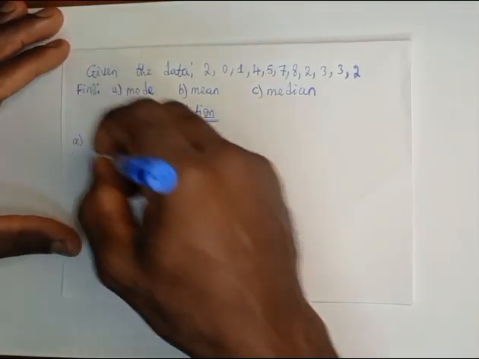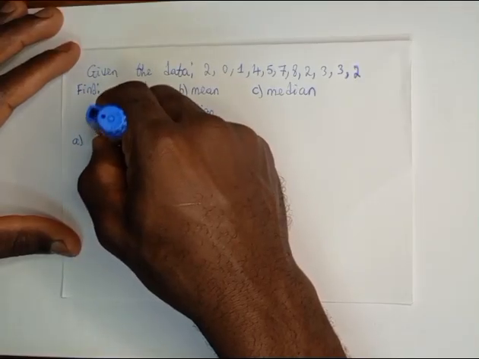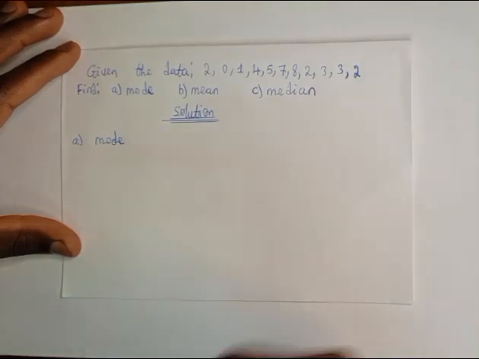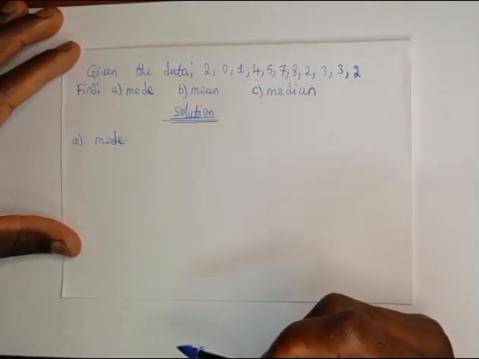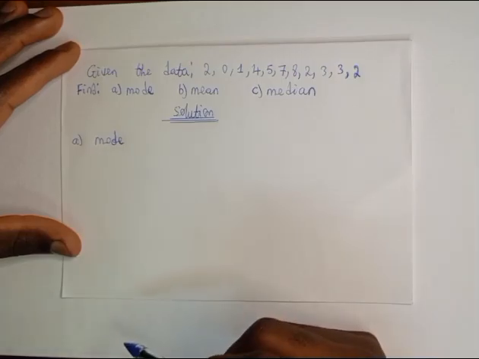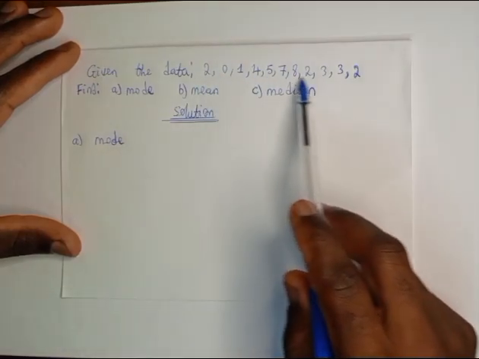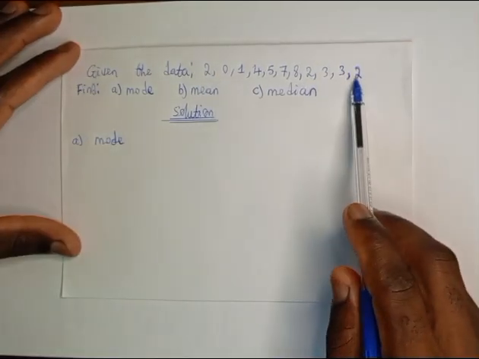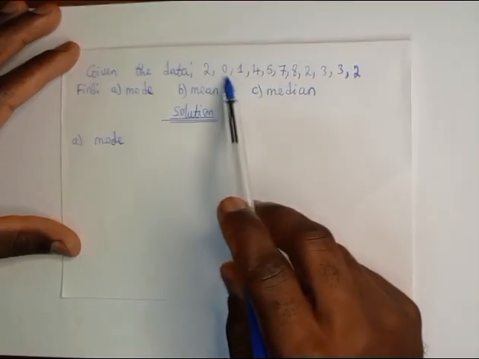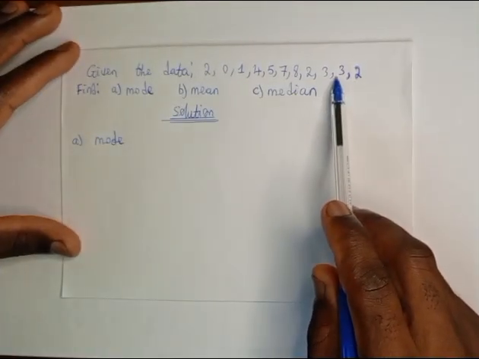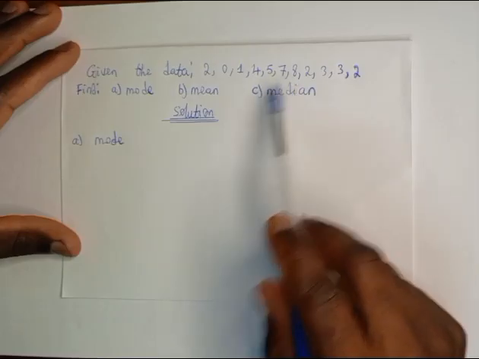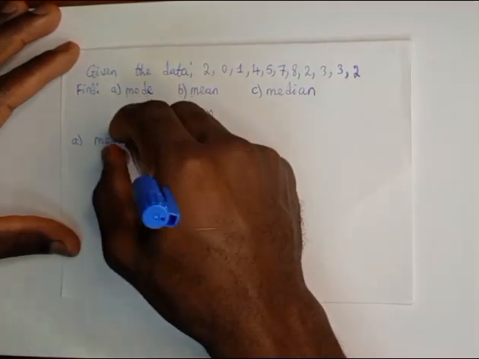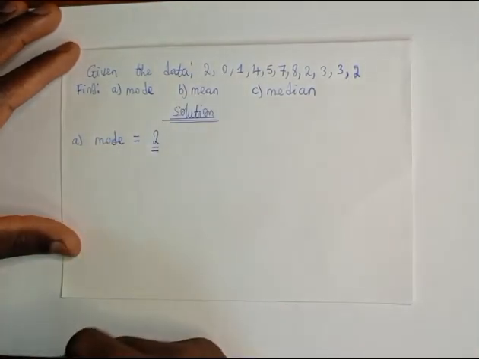For question A, we have to find the mode. The mode of this given data is simply that number which has the highest frequency. That means it occurs the highest number of times. If you look at these numbers, you will see that the number 2 occurs 1, 2, 3 times. The number 3 occurs twice, while all the other numbers occur just once. It simply means the mode of this data is equal to 2.